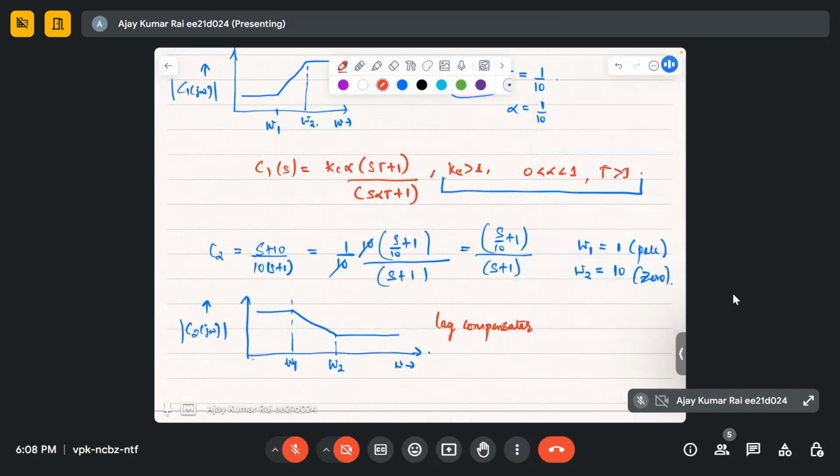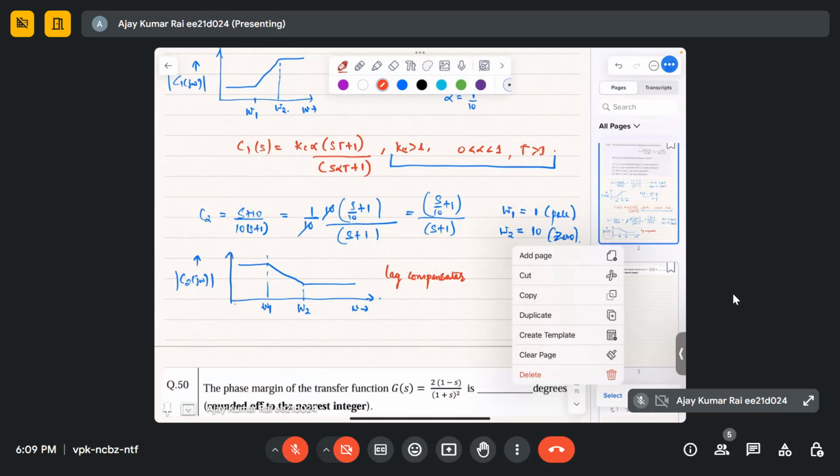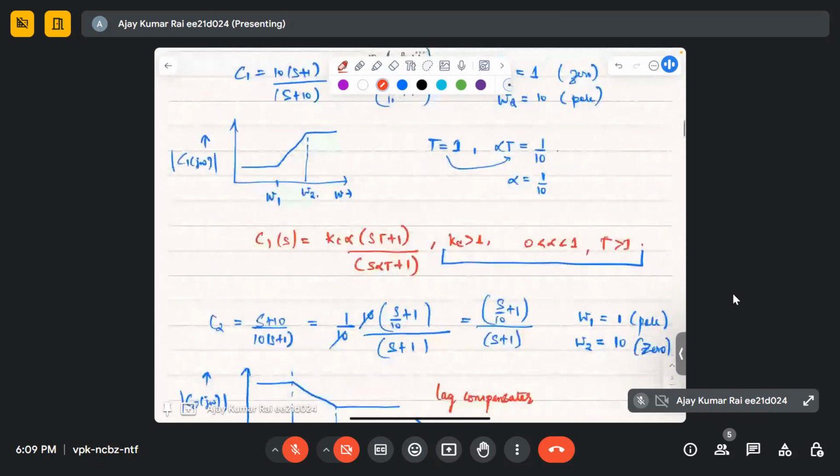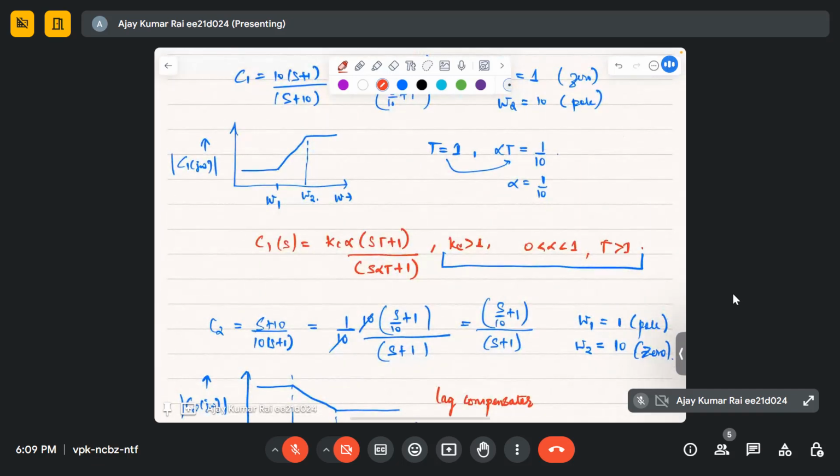So we have studied lag and lead compensators, right? So we know the properties of the lag and lead compensator. Why do we use the lead compensator? To compensate for the phase margin. But what is its disadvantage? You can see here, it reduces the gain at low frequency, and it increases the gain at higher frequencies. That means we have noise at higher frequencies. So this property of the lead compensator we know, right?